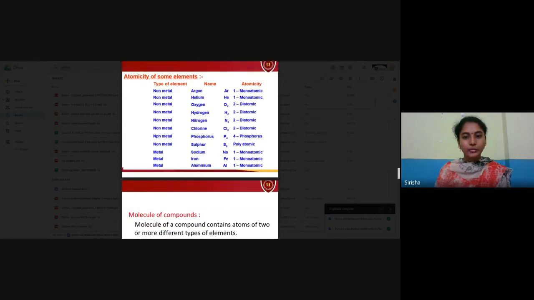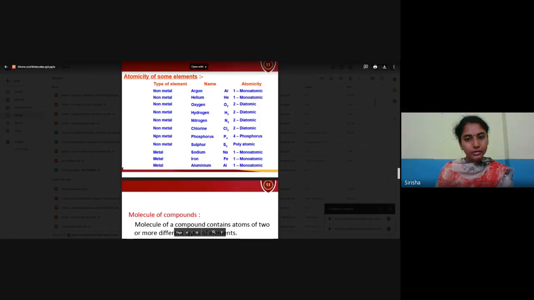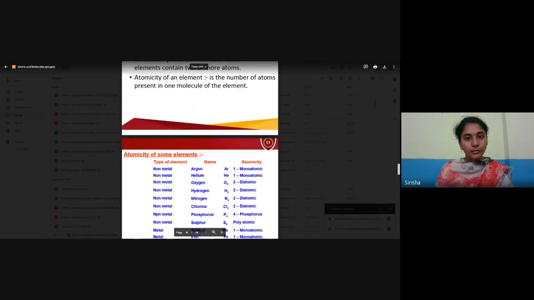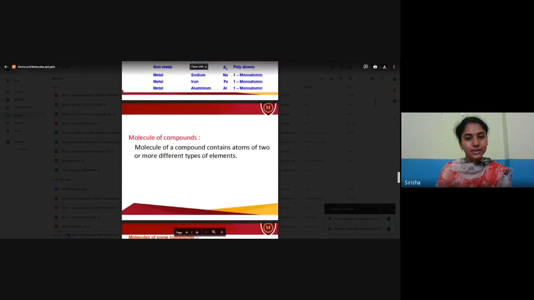Next is aluminium. Aluminium always exists as a single atom, so it is called monoatomic. Iron is also monoatomic because the number of atoms present in one molecule will be only one all the time.